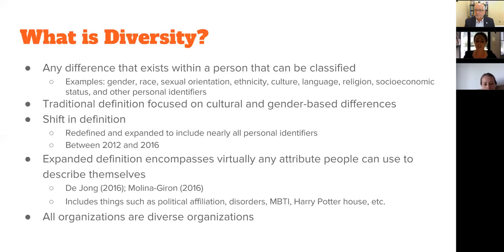So this expanded to include things such as political affiliations, various disorders, your Myers-Briggs personality type, and then Harry Potter houses, which I'll talk to you more about later. It was a really interesting one that we found. So under this new definition, basically all organizations are diverse organizations. But for the sake of today, we're going to focus mainly on the traditional definition, looking more at cultural and gender-based differences.